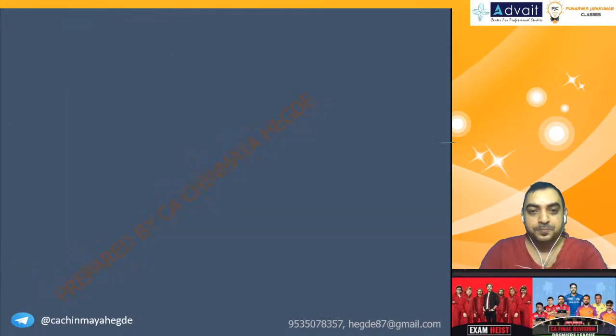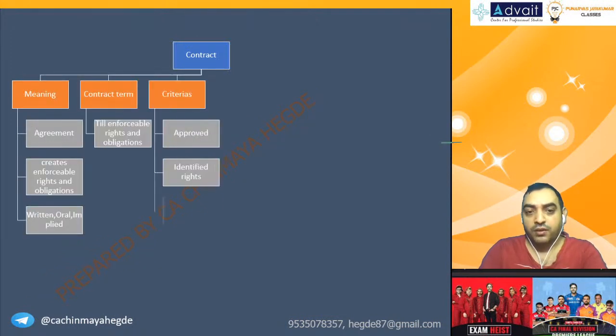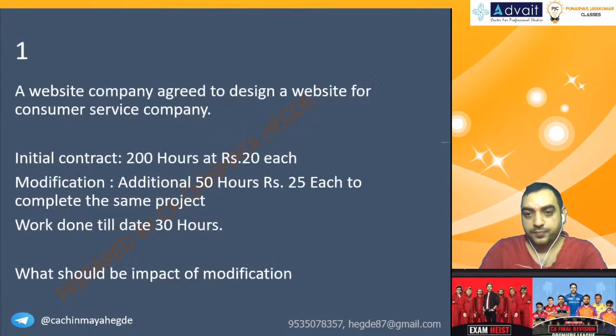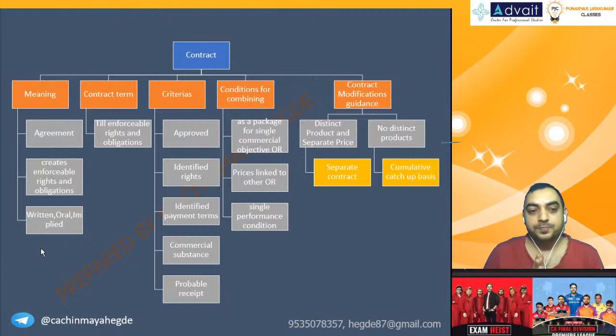Let's go further. Now let's come to the contracts. What is a contract? An agreement. What is the contract term? Till enforceable rights and obligations are there. Those are the parts you learnt.